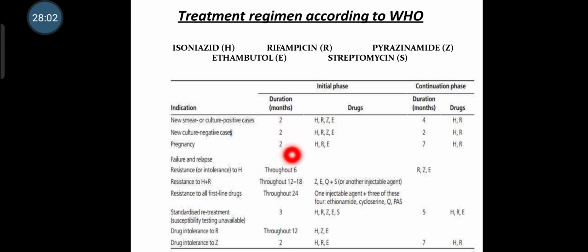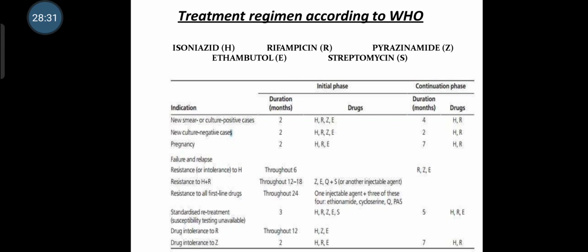The regimen is given for 2 months. It consists of H, R and E, that is isoniazid, rifampicin and ethambutol, and it is continued till the phase of 7 months. Then if there is failure or relapse, if the person suffering from tuberculosis again gets the tuberculosis, which is called the relapse after the recovery.